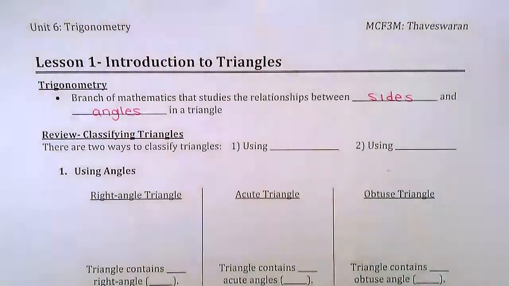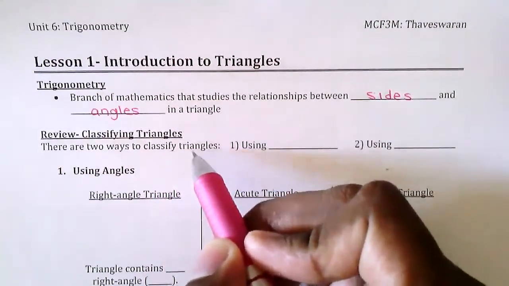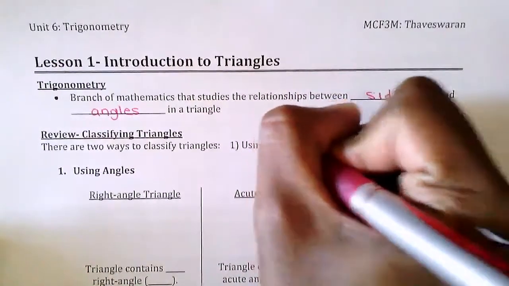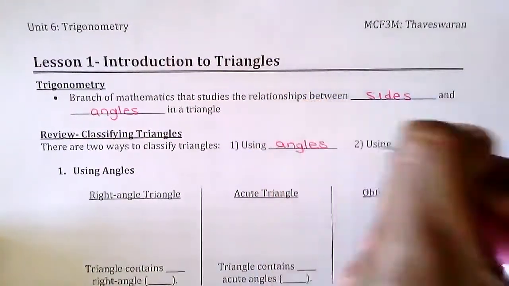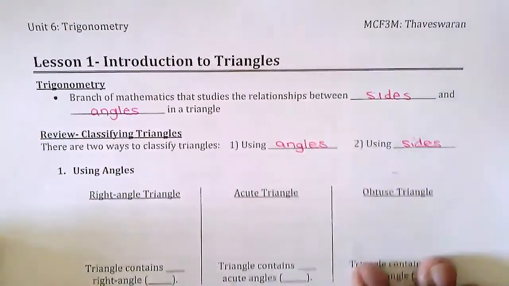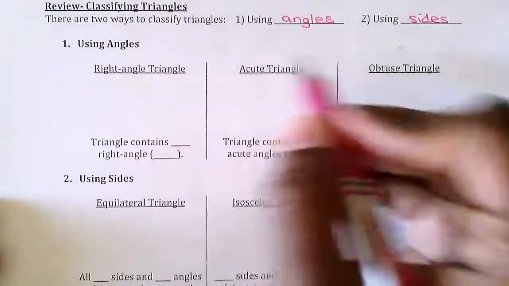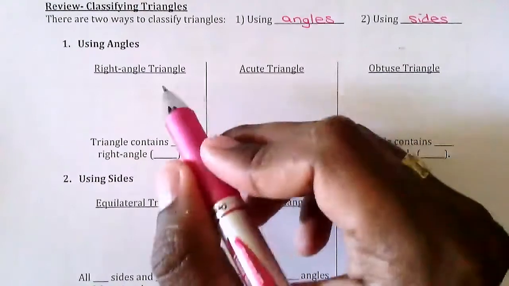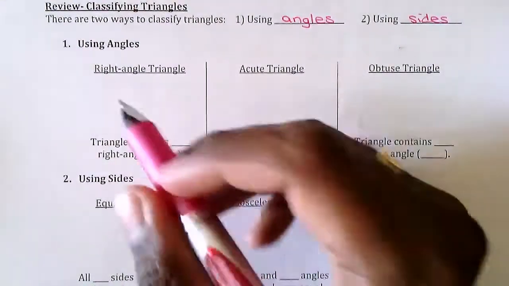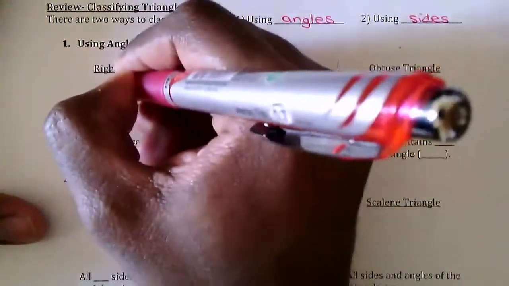So before we can get to all of that mathematics, we need to review certain terminology that is associated with triangles. So there are two ways to classify triangles. We can classify them first using angles, or we can also classify them using sides. So when we classify triangles using angles, there are three options or three pieces of terminology that you should remember. The first is a right angle triangle, and it looks something like this.